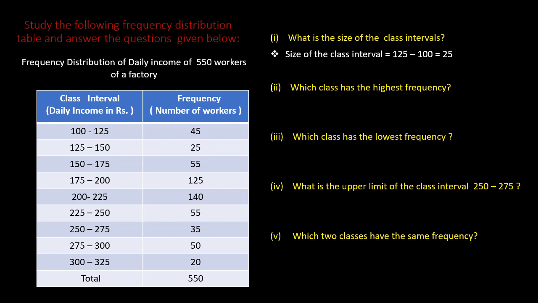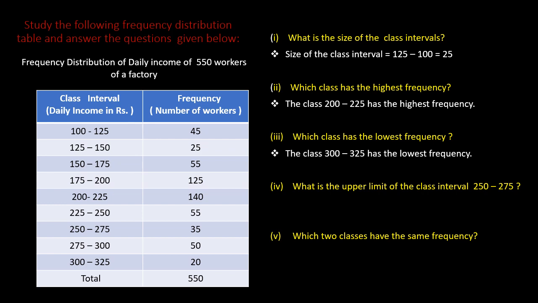Question number 2. Which class has the highest frequency? If you look at the table, you can see the highest frequency is 140, and it is for the class 200 to 225. So the answer is 200 to 225 is the class having the highest frequency. Question number 3. Which class has the lowest frequency? In the frequency table, the lowest frequency given is 20 and it is for the class 300 to 325. So the class 300 to 325 has the lowest frequency.